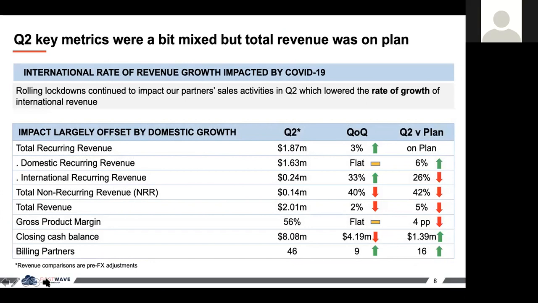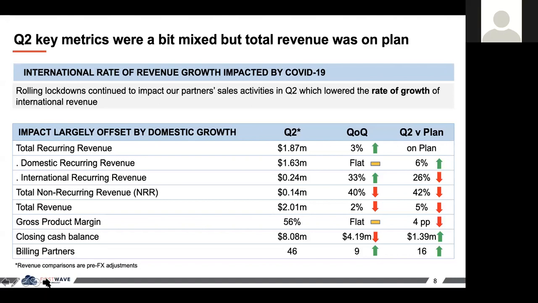Although performance across the Q2 key metrics was a bit mixed, importantly, total revenue grew 3% quarter-on-quarter and was on plan. While domestic recurring revenue was up 6%, international recurring revenue took the brunt of the impact from COVID-19 continuing in the quarter, and its rate of growth quarter on quarter was lowered to 33%, which is 26% down on plan. Non-recurring revenue was minimal, as you can see, and it's not a metric we give any significant focus to, but its shortfall to plan combined with the shortfall in international recurring revenue saw quarter on quarter total revenue decline 2% or 5% down on plan.